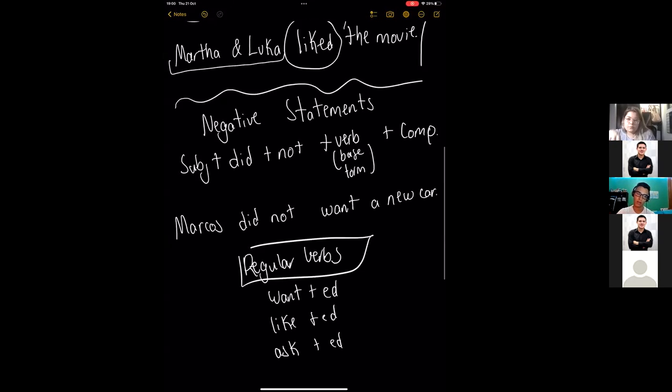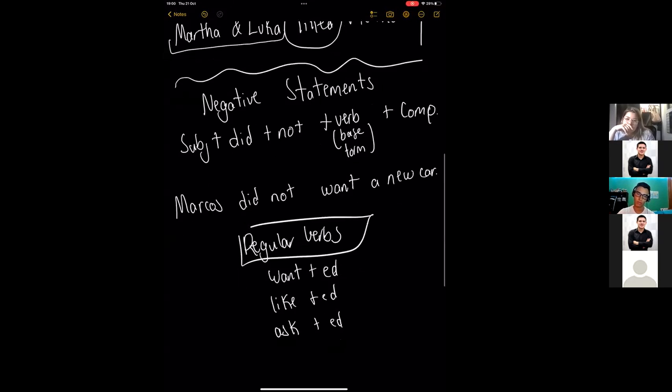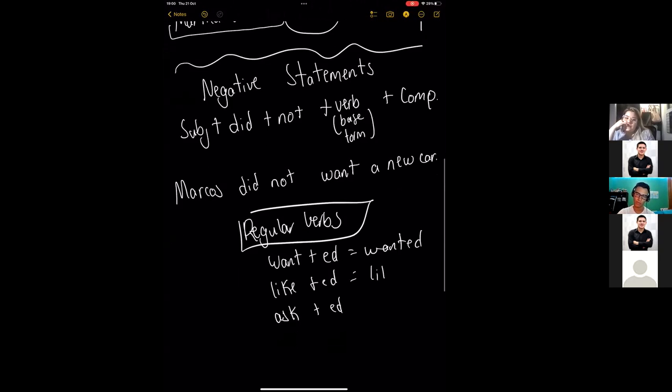So you end up saying wanted, liked, asked, and there are many others. And you are going to use this for every single subject. It can be she, he, it, they, you, I, any. I wanted, you wanted, she wanted, he wanted, they wanted, we wanted, etc. It is going to be the same.